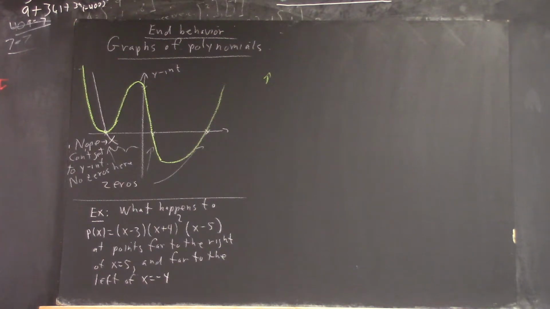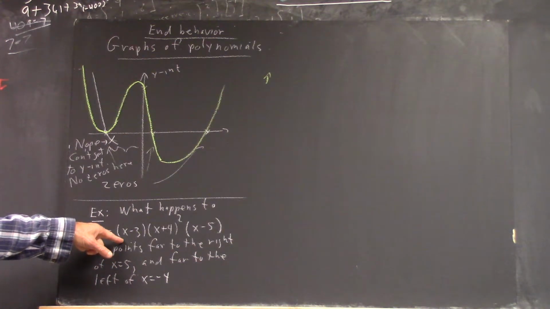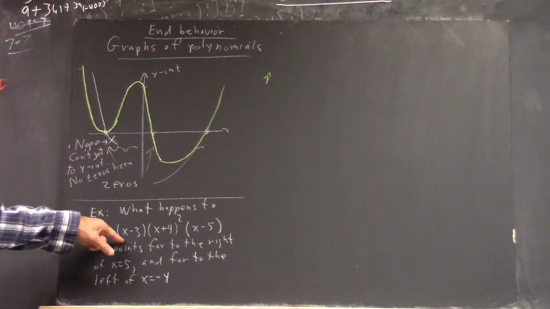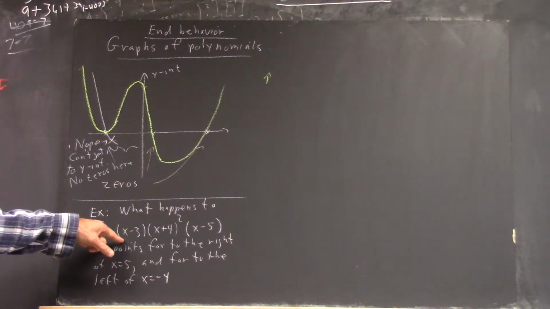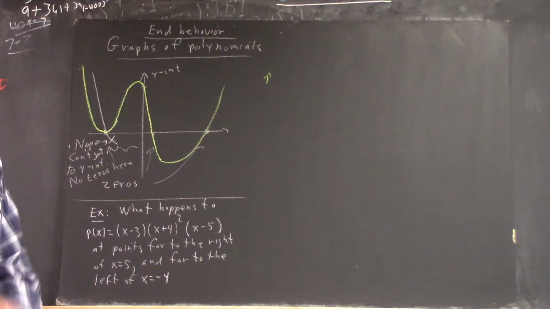So, if x is 1,000, that'd be far to the right of x equals 5, right? What's x minus 3? 1,000 minus 3. 997. Pretty close to 1,000, isn't it? Doesn't differ from 1,000 by a whole lot. Only 0.3% less than 1,000, right? And x plus 4 is pretty close to 1,000, and x minus 5 is pretty close to 1,000, right?